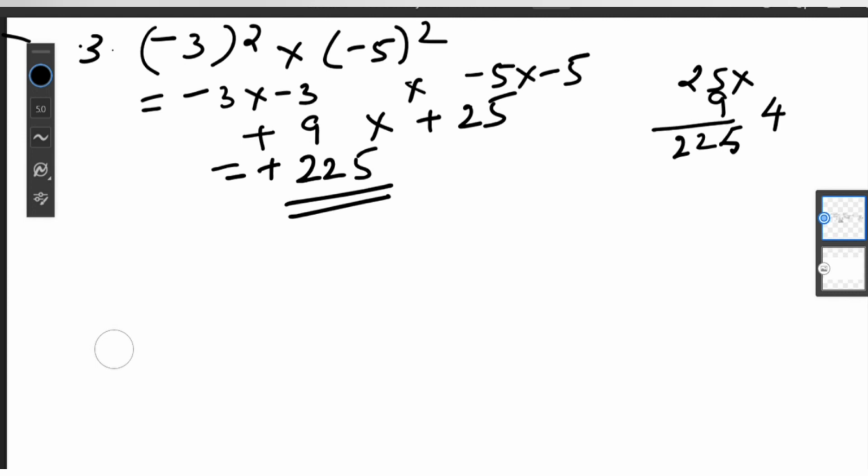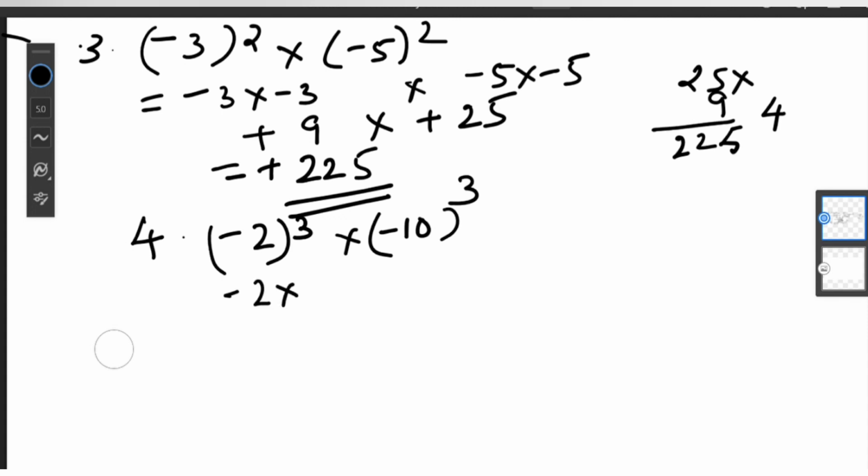Okay, what sign are we getting? Positive sign we are getting. 4 negative signs will combine together to form a positive. Then fourth question. Minus 2 whole cube into minus 10 whole cube. So minus 2 whole cube means minus 2 into minus 2 into minus 2, that is 2 written 3 times. Multiplied with minus 10, which is also written 3 times.